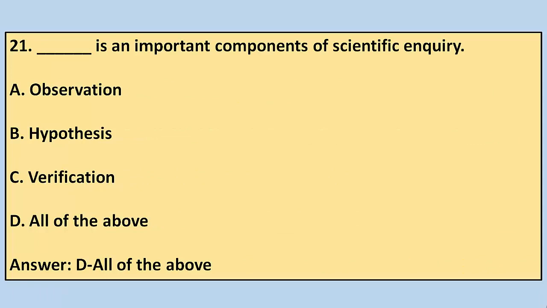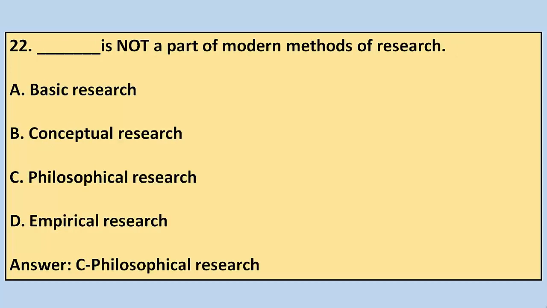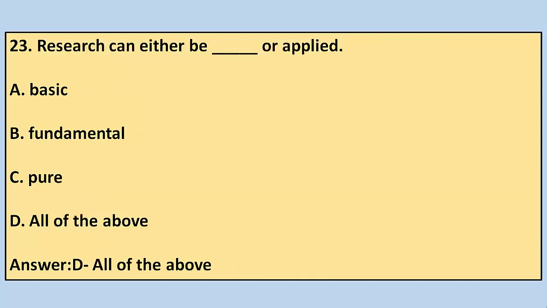Dash is an important component of scientific inquiry. A. observation, B. hypothesis, C. verification, and D. all of the above. Answer is D. all of the above. Dash is not a part of modern method of research. A. Basic research, B. Conceptual research, C. Philosophical research, and D. Empirical research. Answer is C. Philosophical research.